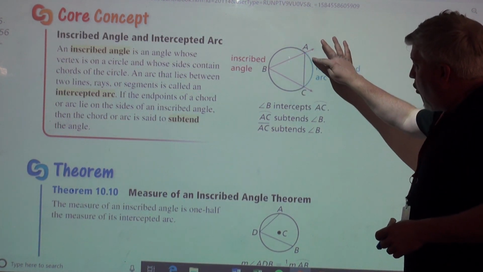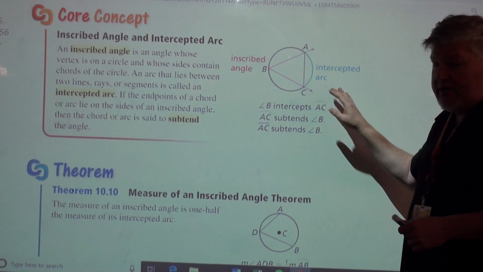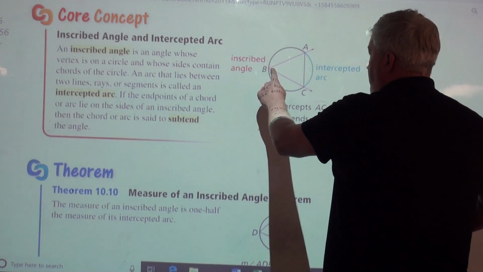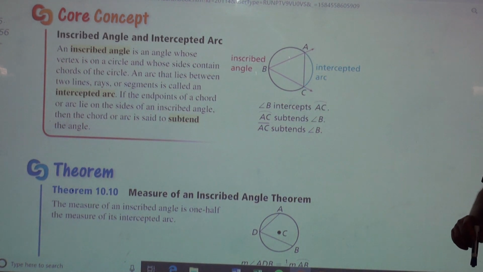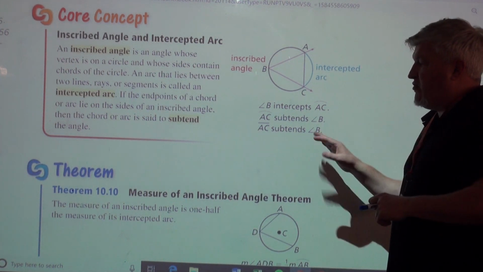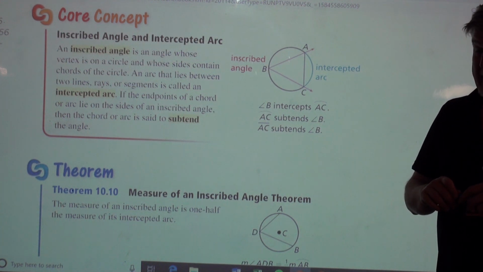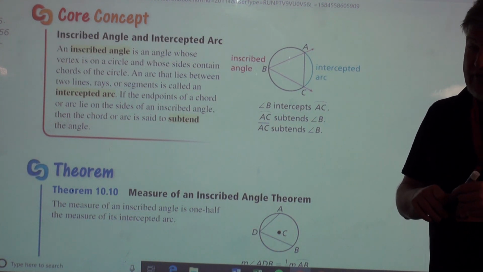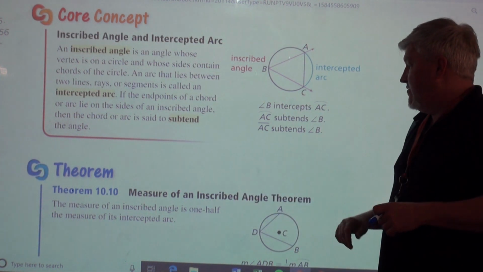The arc that forms between those two chords is called the intercepted arc. So you've got the inscribed angle, and then this blue line here is the intercepted arc created where those two chords hit the circle. A very strange word that you've probably never heard before, and if I'm being honest with you, if I heard it back in my geometry days in the 80s, I've totally forgotten it. Maybe it's a new concept, I don't know. It's the word subtend. Okay?